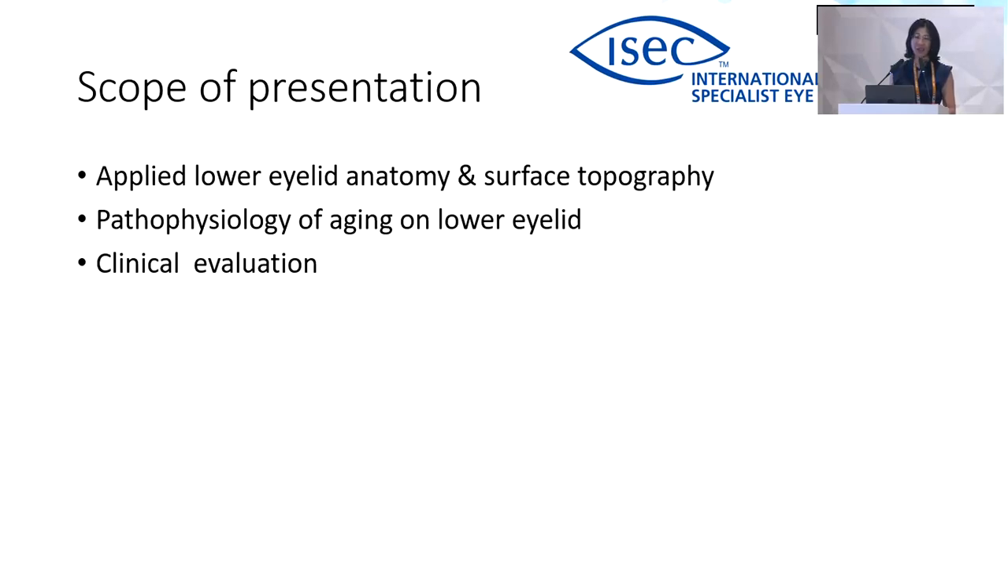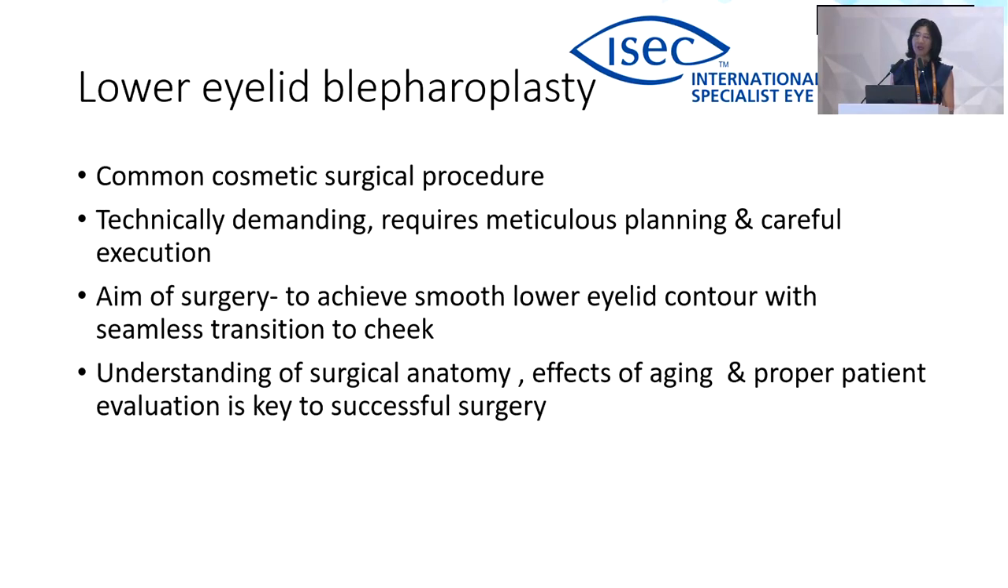So I will touch on applied lower eyelid anatomy and surface topography, the pathophysiology of aging on the lower eyelid, and also clinical evaluation. Lower eyelid blepharoplasty is a common cosmetic surgical procedure. It is technically demanding, requires meticulous planning and careful execution. The aim of the surgery is to achieve a smooth lower eyelid contour with seamless transition to the cheek. So understanding of surgical anatomy, effects of aging, and proper patient evaluation is key to a successful surgery.